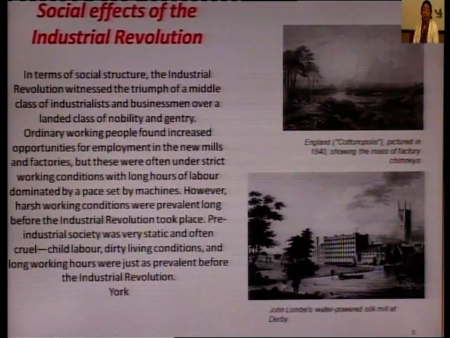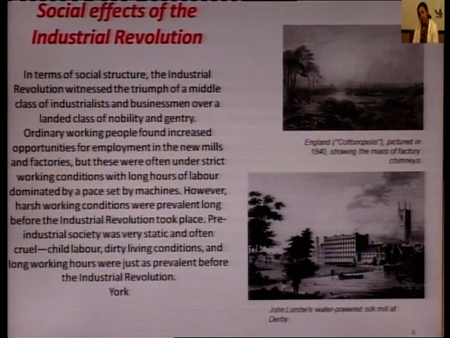So what did the common man do? The common man was a worker. He had an 8-hour shift, so he had no recreation. Life for him was very static and often cruel. We find images of child labor, dirty living conditions, long working hours, just as prevalent as before the Industrial Revolution.